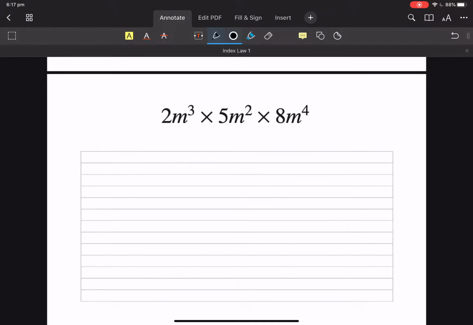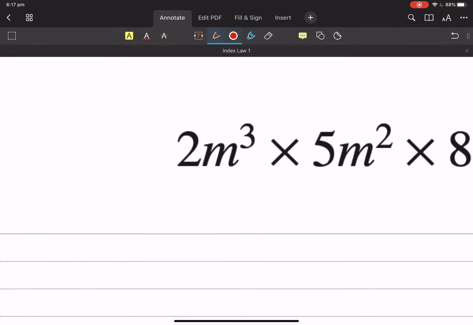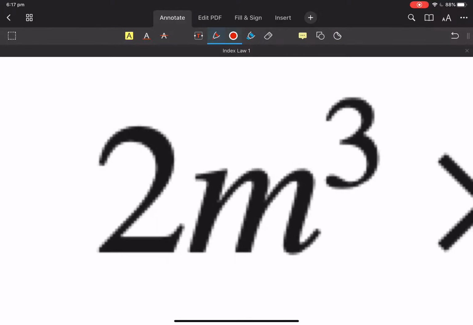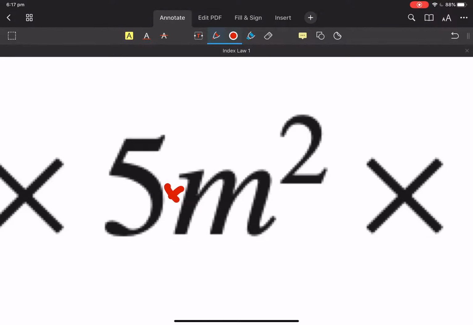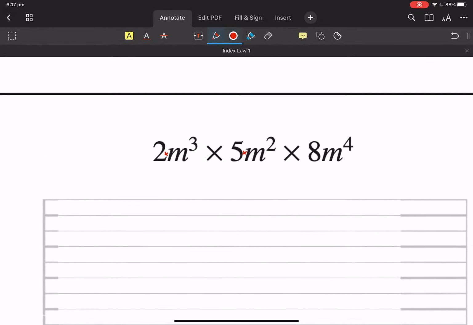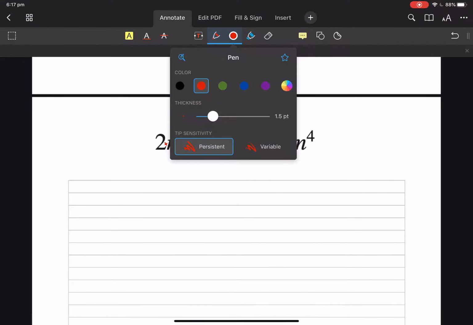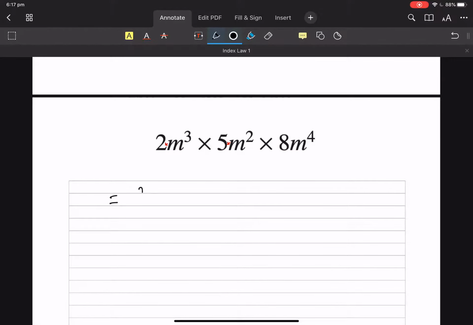So, if I make this really big, I'm going to say what's in between the 2 and the m cubed, and you're going to say a multiply by sign. What's in between the 5 and the m squared, you're going to say a multiply by sign. There are multiply by signs between everything. So I'm going to write that out the way that my eyes are seeing it. Okay, just like in algebra, we can multiply in any order. So I'm going to multiply the numbers first. 2 5s are 10, 10 8s, 80.